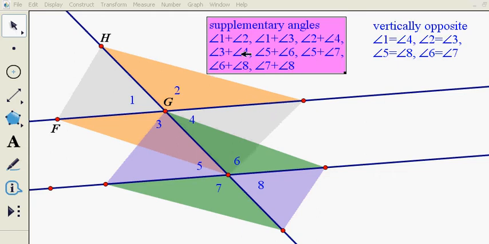And here are the supplementary angles, the ones that add up to 180: 1 and 2, 1 and 3, 2 and 4, 3 and 4, 5 and 6, 5 and 7, 6 and 8, and 7 and 8.